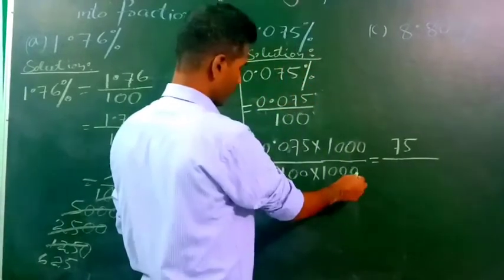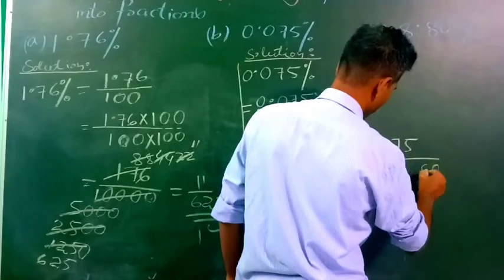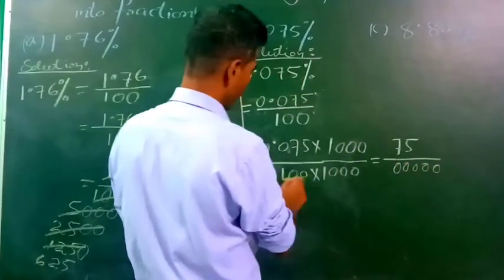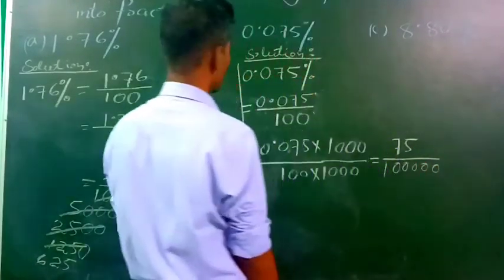And in the denominator place what did we get? How many zeros? 1, 2, 3, 4, 5 zeros. Let us write 5 zeros, and 1 into 1 is 1. Okay, this is the solution for question number B.